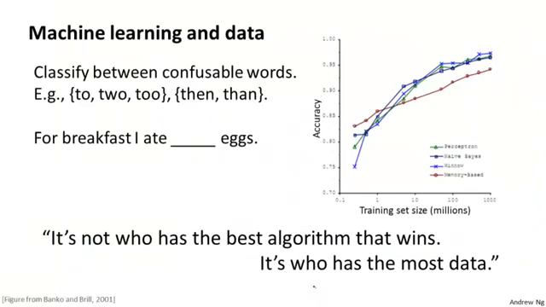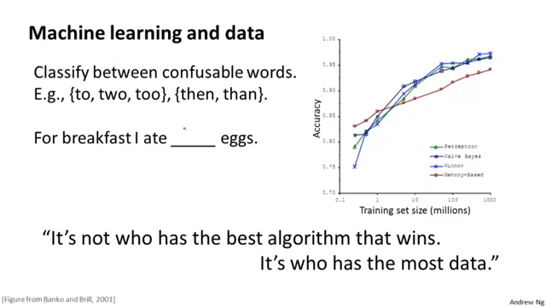So why do we want to use such large data sets? We've already seen that one of the best ways to get a high-performance machine learning system is if you take a low-bias learning algorithm and train that on a lot of data. And so one early example that we've already seen was this example of classifying between confusable words.